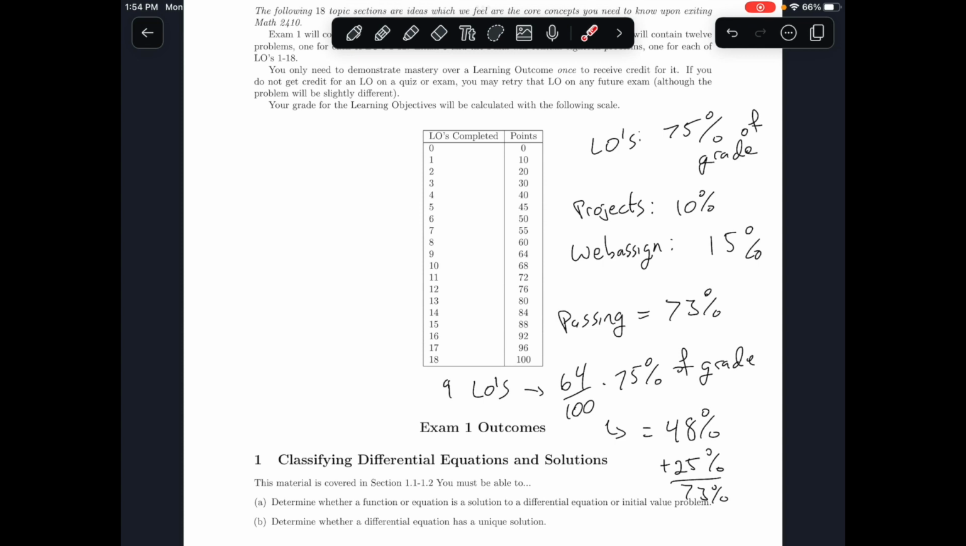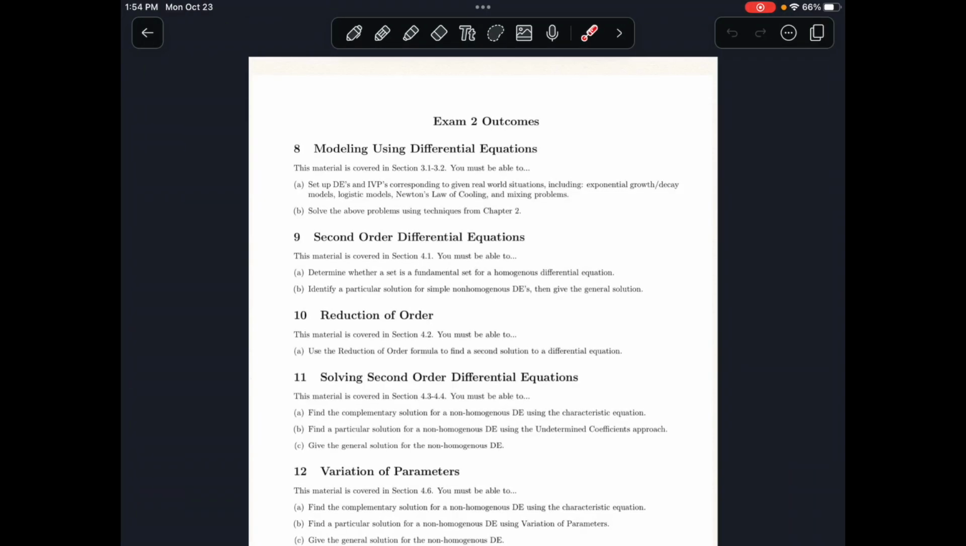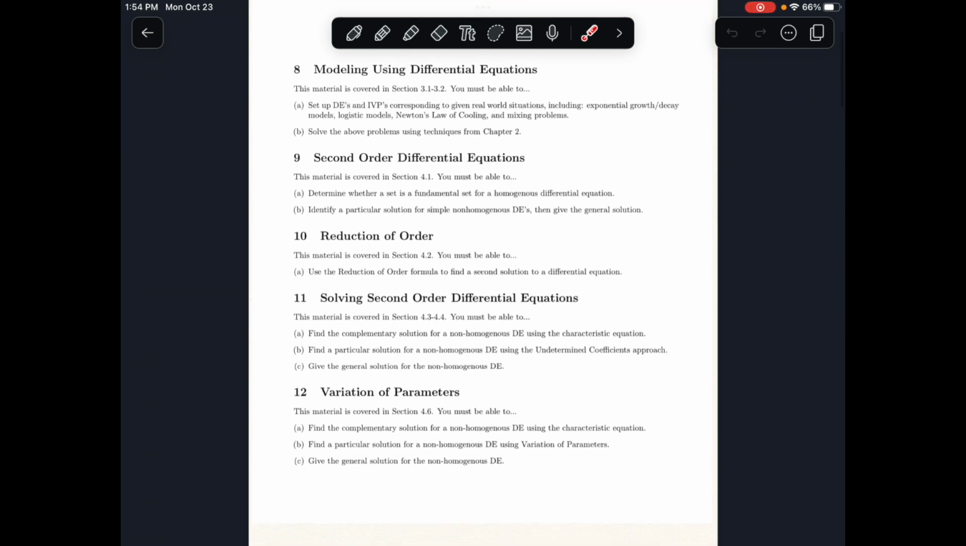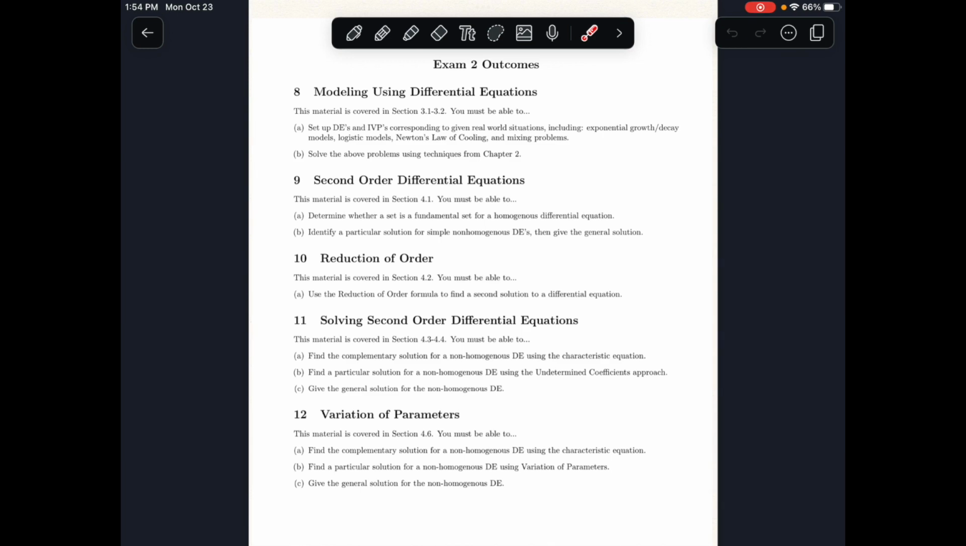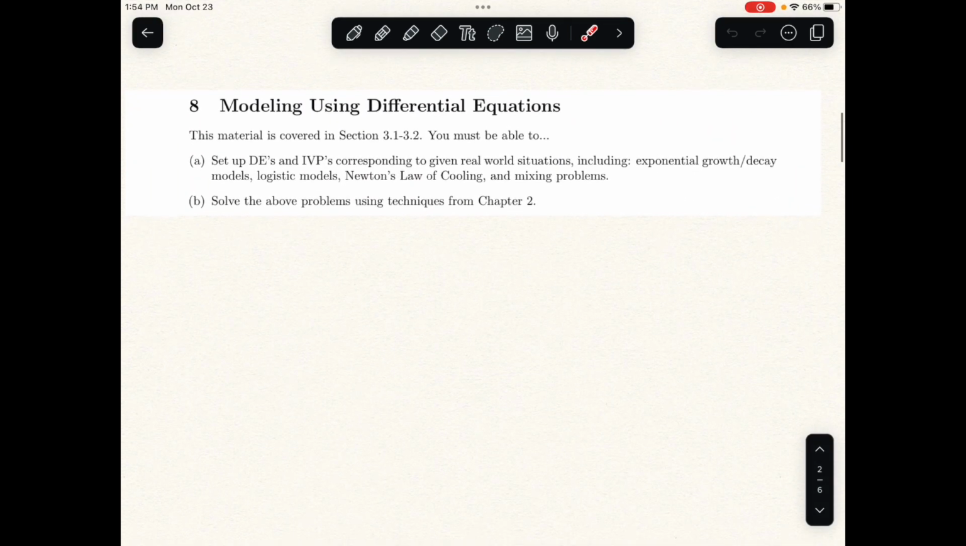So I already spent a bunch of time on a different video talking about learning outcomes 1 through 7. I'm not going to do that again. I'm going to focus on learning outcomes 8 through 12 and the specifics of what you need to know about each of these learning outcomes. So learning outcome 8 is on modeling using differential equations. This is covered in 3.1 through 3.2.